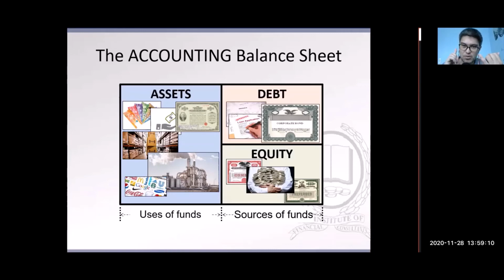So when you're asked about growth, look at the sources of funds. When we're asked about efficiency of use of operations and assets, look at the uses of funds.